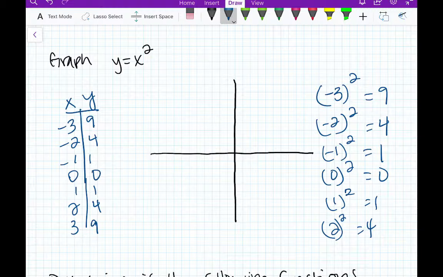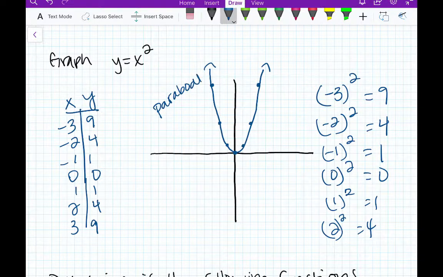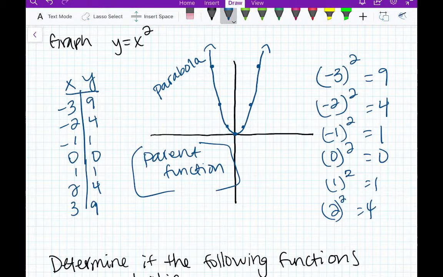So now I'm going to plot these points. So negative 3, 9, and I have negative 2, 4, negative 1, 1, 0, 0, 1, 1, 2, 4, and 3, 9. So those points form this quadratic, and the shape that it forms is called a parabola. That is the shape that is formed by a quadratic function. This is the parent function of quadratic functions.